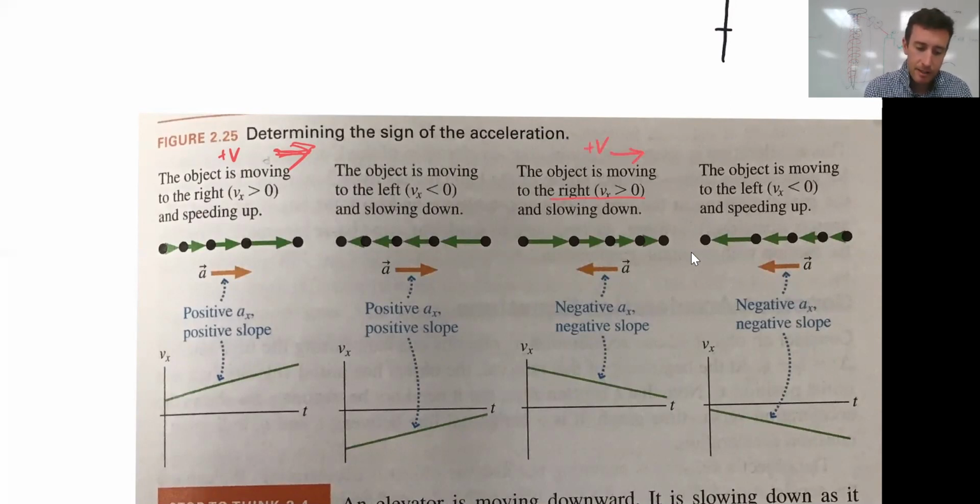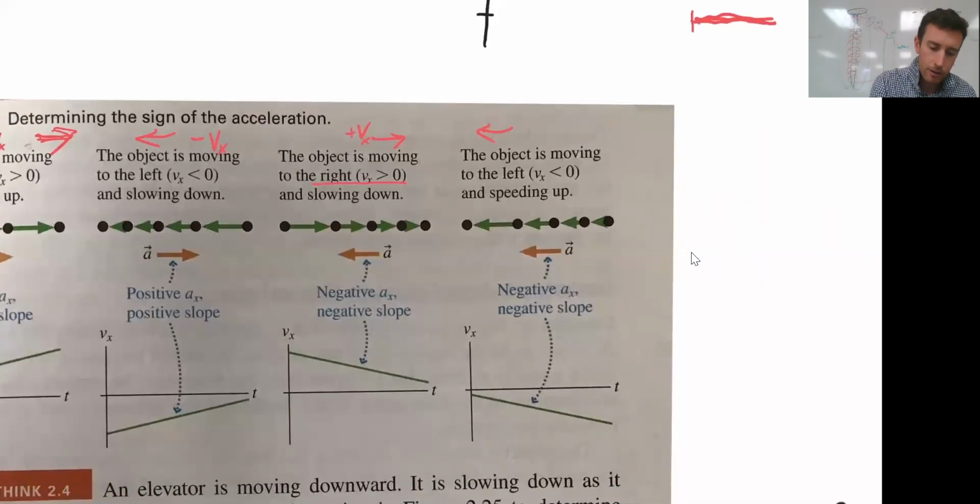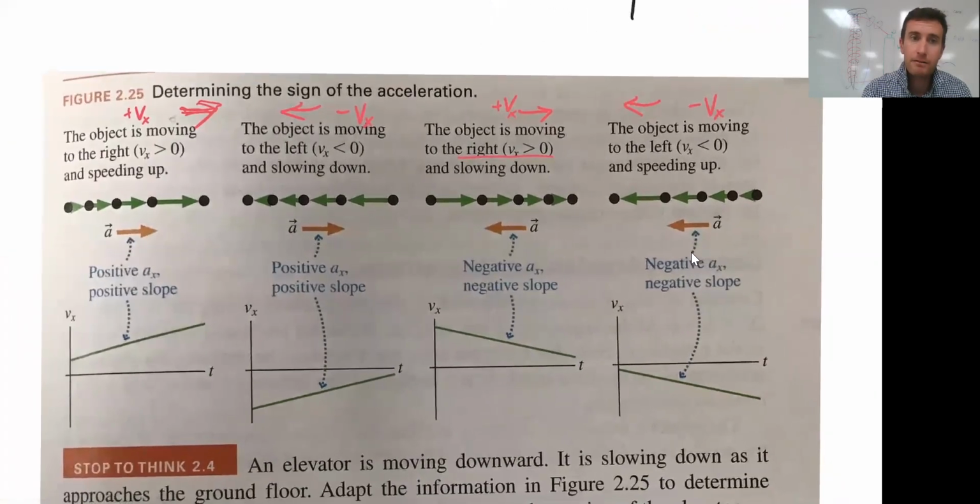Then there are some cases where it's moving to the left, and sorry, that's velocity in the horizontal x direction. Moving to the left is going to be negative velocity, over here too. We need to know which direction it's moving because that's going to influence our acceleration sign, whether the acceleration is going to be positive or negative.